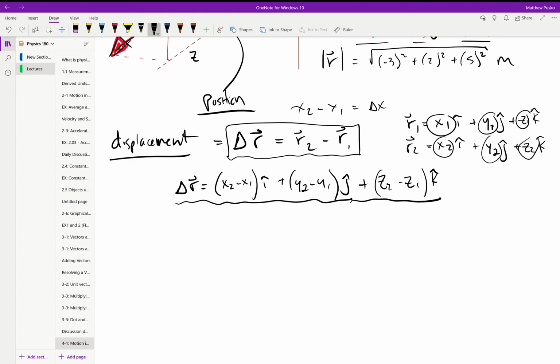Okay, we can simplify this a little bit and just say delta r is equal to delta x in the i direction. And we should throw some unit on here, right? Plus some delta y in the j, plus some delta z in the k direction. And that would have some whole unit of meters.